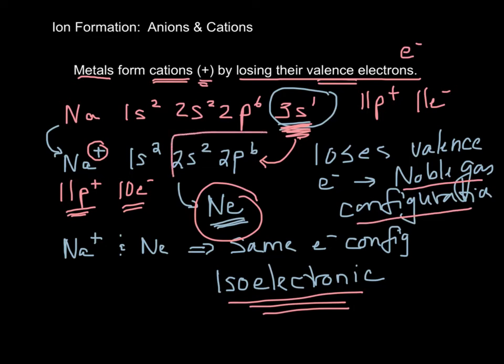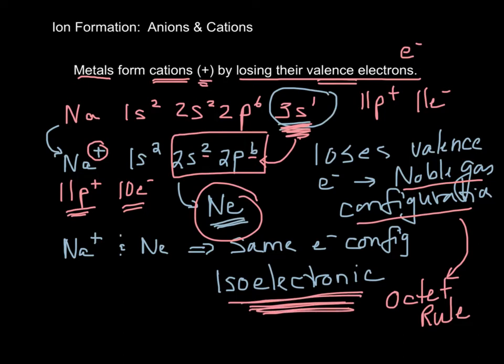You'll see that it now has a full energy level like neon, and you can see in there there's 8 electrons. This is called the octet rule. Atoms gain and lose electrons so that they can have 8 valence electrons, just like the noble gases. So a few terms here: noble gas configuration, octet rule, isoelectronic. Let's look at a second example.